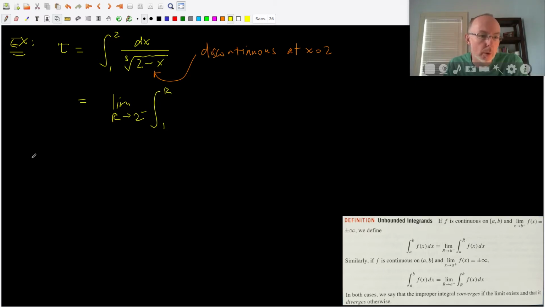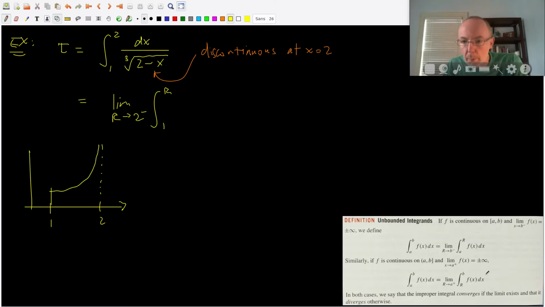We're going to approach, thinking about an x-axis here, we're saying we're integrating between 1 and 2, and whatever the graph looks like, there's a vertical asymptote here, and so it's going to have this general flavor. You can remember this theorem, but just think about what the picture looks like.